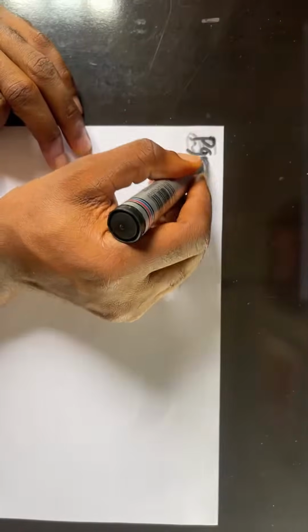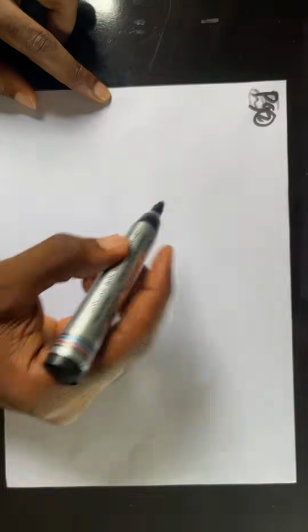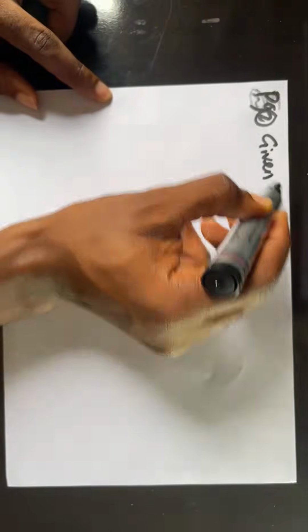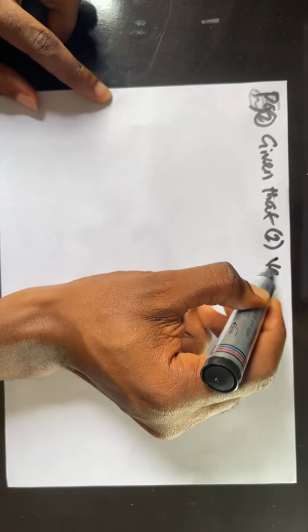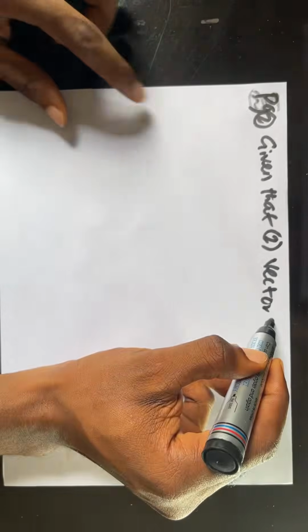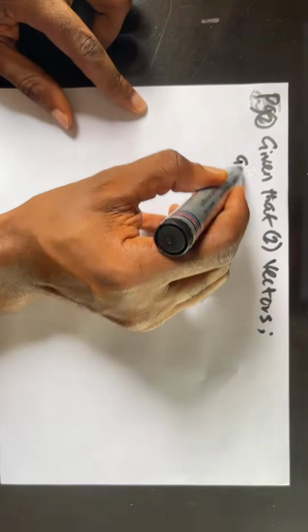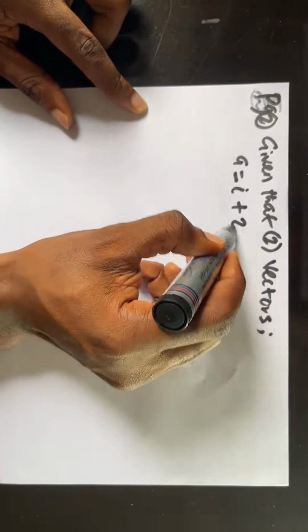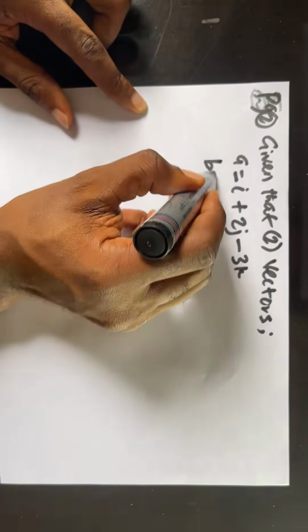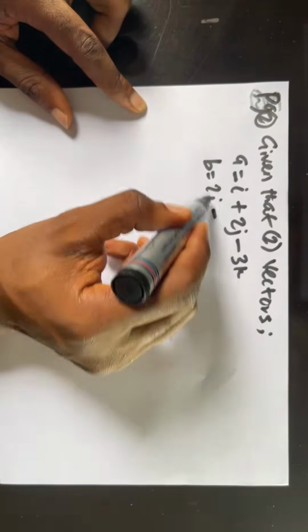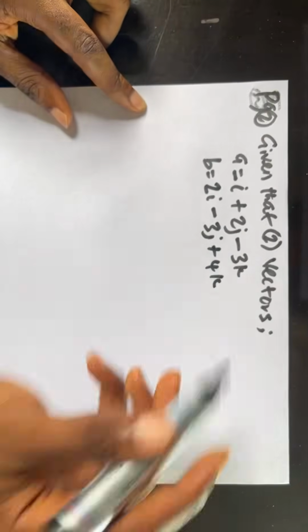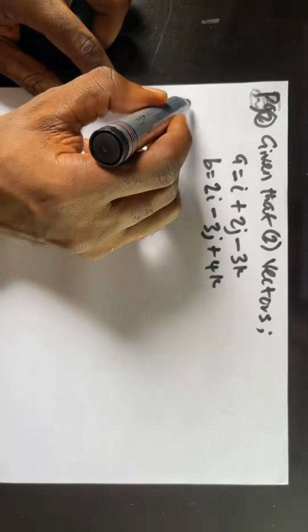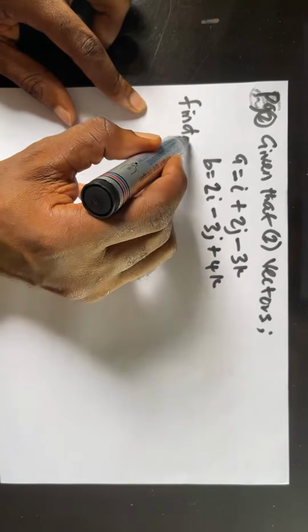Page 2. The first question is given as: given that two vectors, A is equal to I plus 2J minus 3K, and B is equal to 2I minus 3J plus 4K. Find the following.